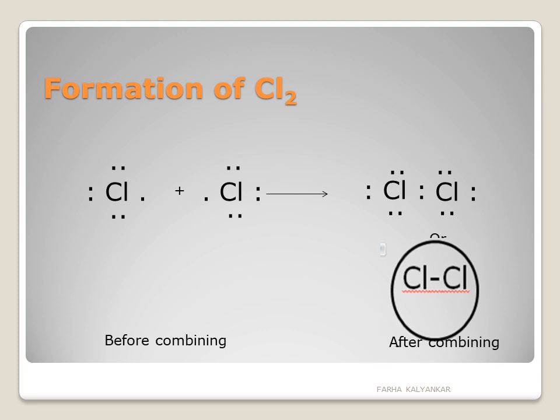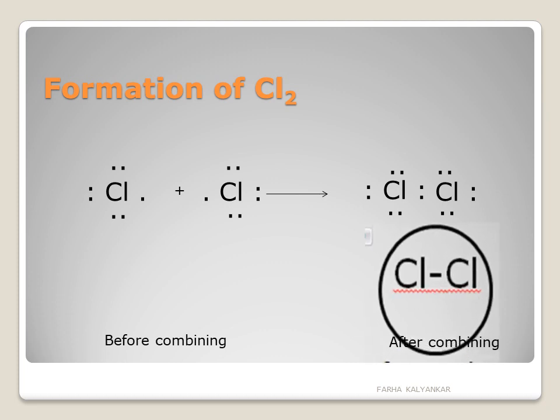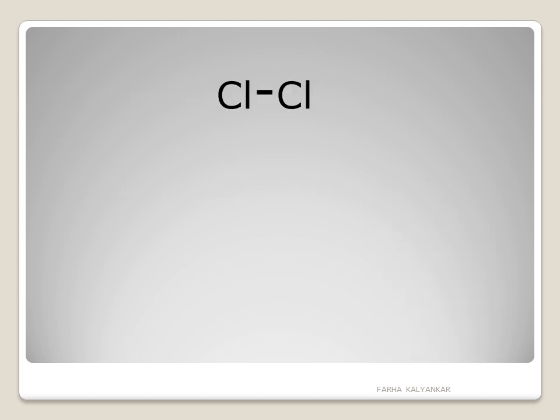The dash in between the two chlorine atoms indicates that there is a pair of electrons, or two electrons, which are shared in between these two atoms. This also indicates the formation of a single covalent bond in between the two atoms.